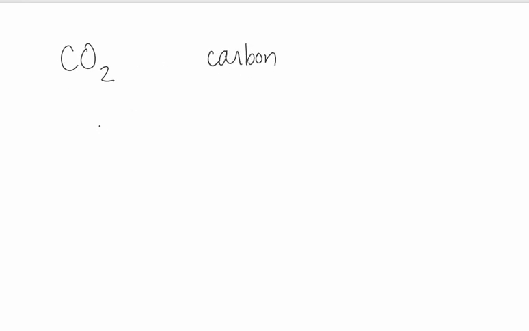And we're going to name the second element, but we have to pay attention to how many there are. And we're going to use a numerical prefix in order to indicate that. So this is carbon dioxide, di for 2. And that's different than this, which would be carbon, but we have to pay attention to how many of our second atom we have. We have 1, so we would use the numeric prefix mon. So this is carbon monoxide.